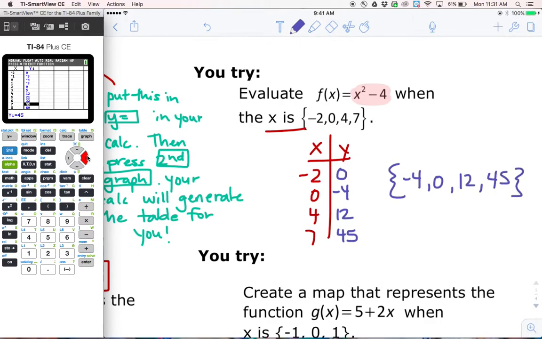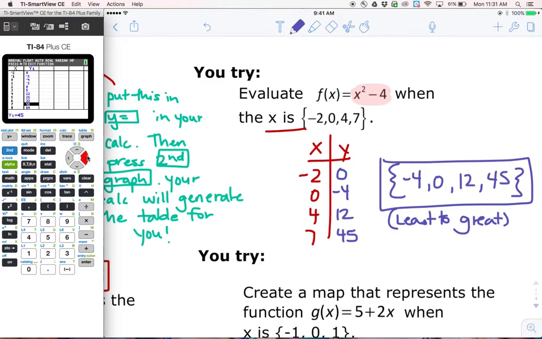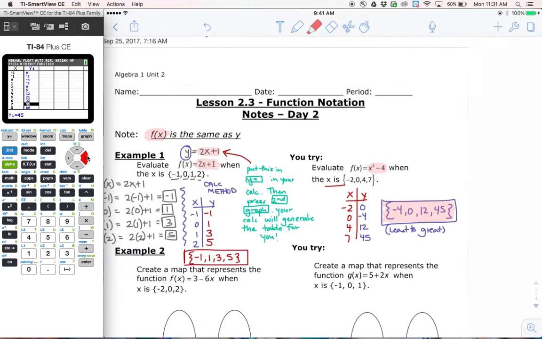Okay, remember, these two get switched when I write my answer because we always write our answer from least to greatest. There we go. Okay, the next two problems are very similar. All that we are asked to do is what we've been doing, except then make a mapping at the end. So I'm going to go through these fairly quickly.